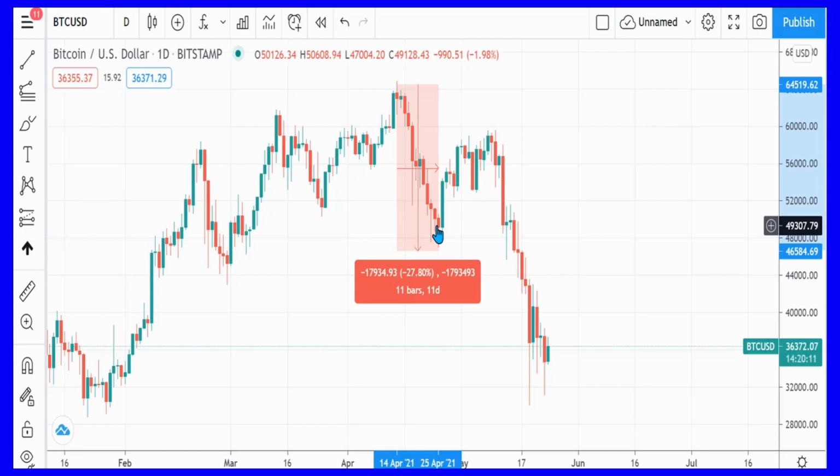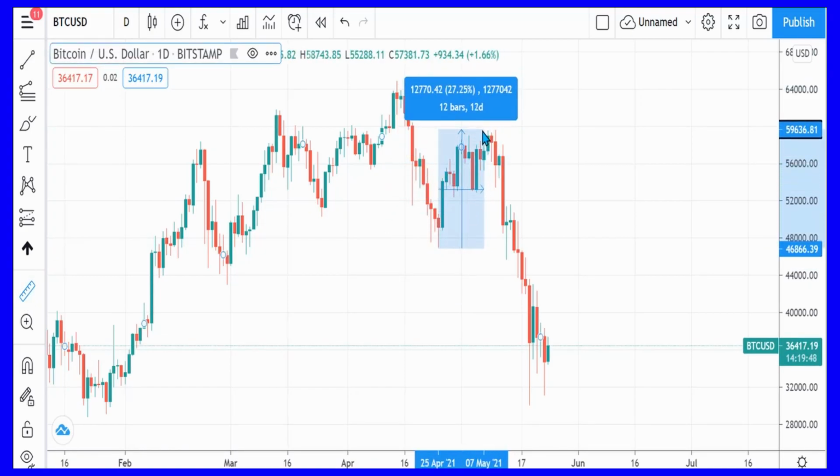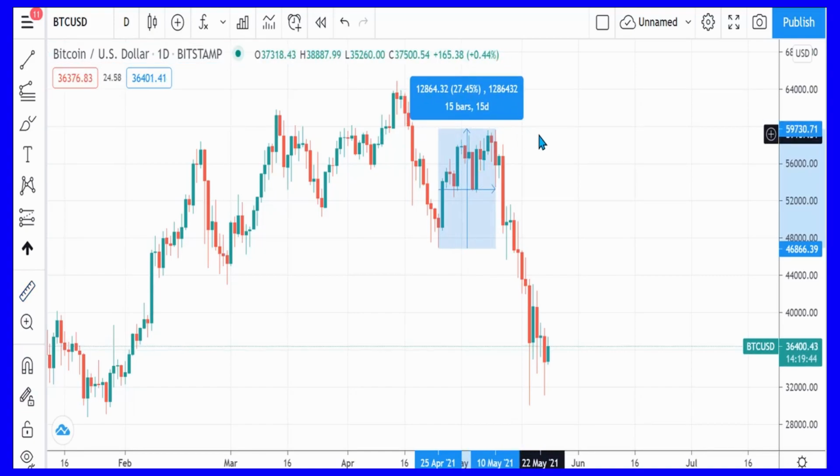For it to go down, the sellers were pushing down the price. So basically Bitcoin was crashing. It went down so low, and it took a period of 11. In this analysis we're also going to look at how long it took for Bitcoin to go up. So it went up.